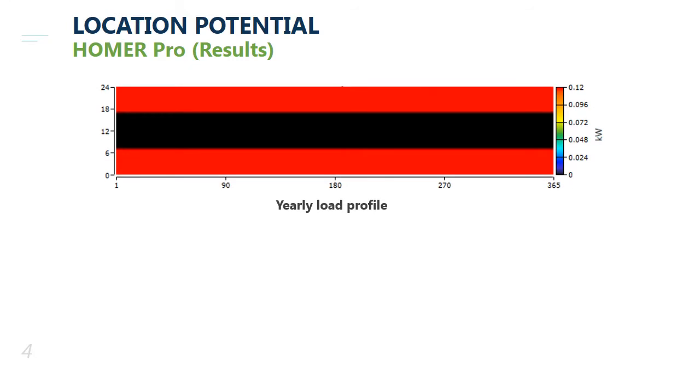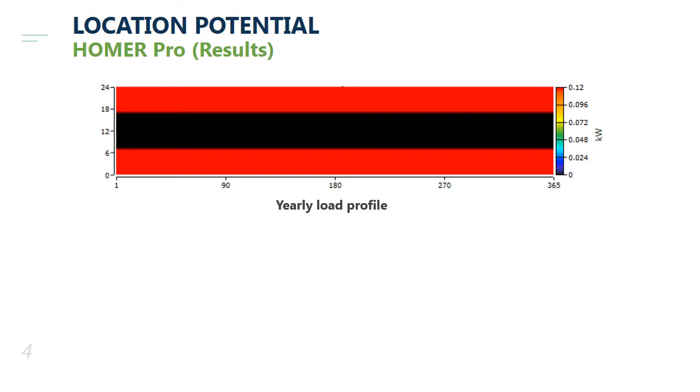When the simulation run is completed, we can show the results. For example, here we have the yearly load profile. It is clear that the load consumes electricity during night time between 6 p.m. and 6 a.m., represented by the red color, while it is off during daytime between 6 a.m. and 6 p.m. approximately, represented by the black color.